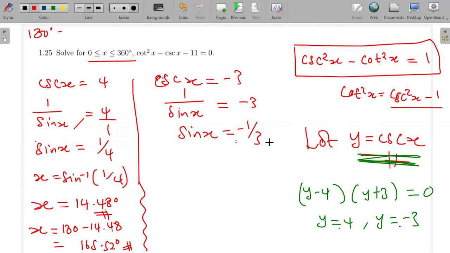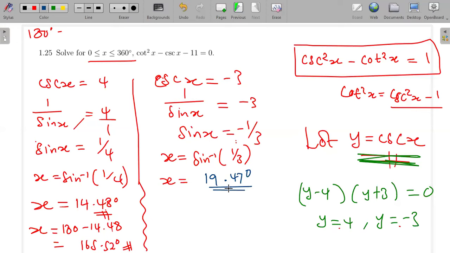Okay, so I have this one and that one. Okay, let's also find here. But here, notice that the sign is negative. So we'll be considering angles from the third quadrant and the fourth quadrant. So here, x will be equals to sine inverse. Okay, for now, we can ignore the negative. So punch this onto the calculator. We see what we're going to get. Okay, I get 19.47 degrees.